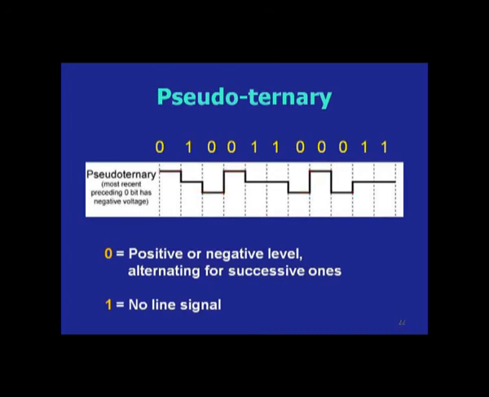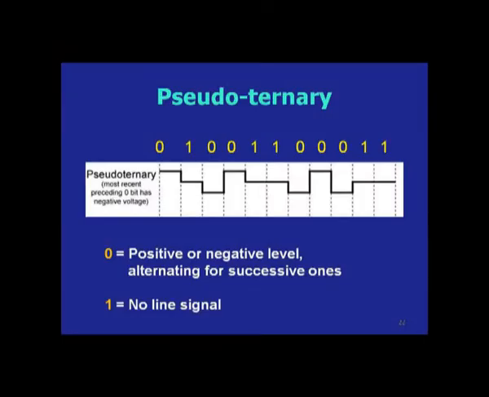What do you mean bipolar? Bipolar indicates that you use both positive values and negative values to encode your signal. So now, let's look at what the pseudo-ternary does. It uses 3 different levels to encode the signals. That is, a 1 is encoded as a no line signal. Okay, 1 is basically at a 0 level. A 0 is encoded either at a positive level or at a negative level, depending on whether it occurs following a 0. That is, every alternate 0 is represented either as a positive signal or a negative signal.